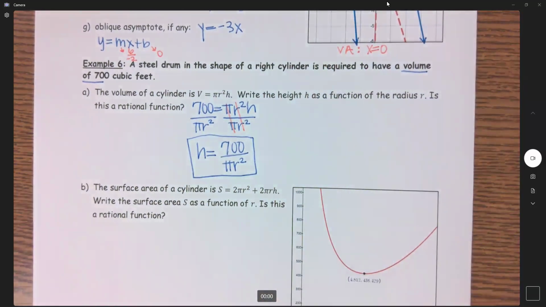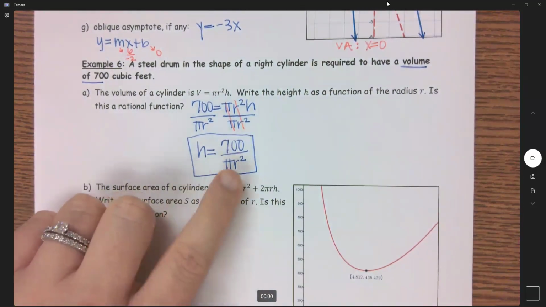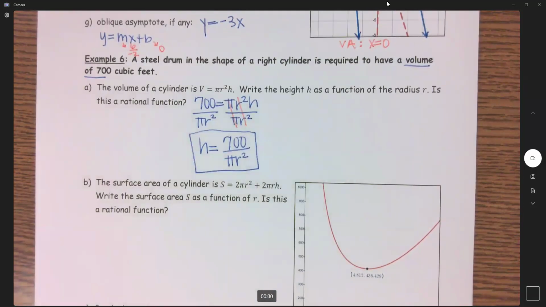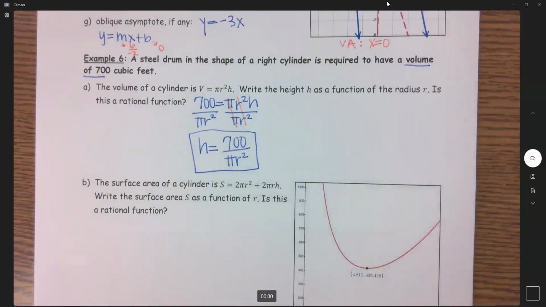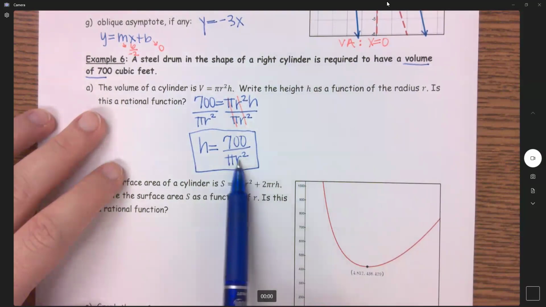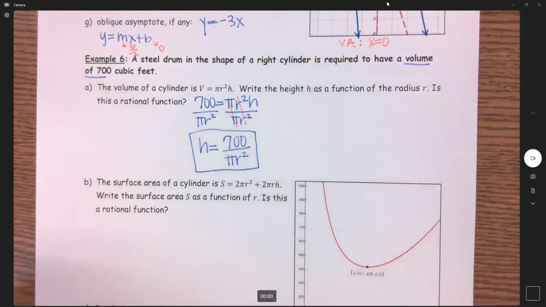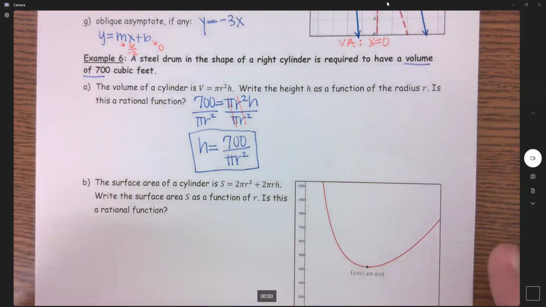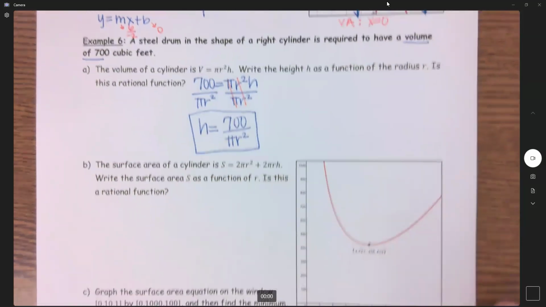So there is my height written as a function of r, since r is the only variable in there. And then it wants to know, is this a rational function? Well, because I have a variable in that denominator, yes, it's a rational function. So that's why it's an application problem in this lesson.